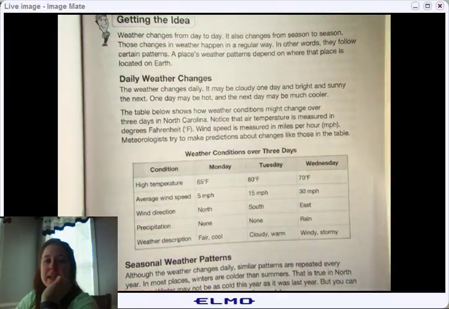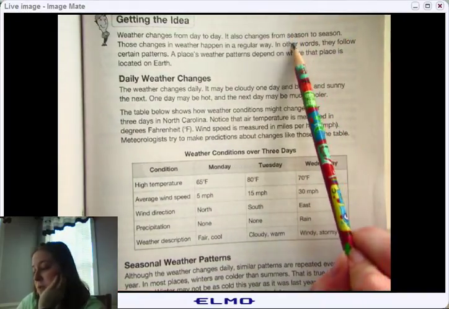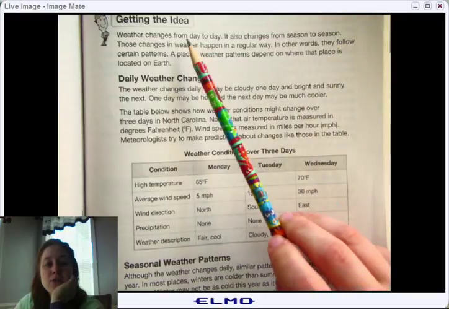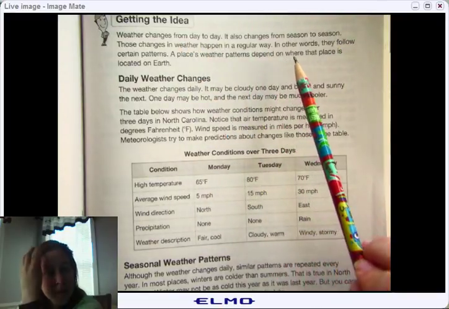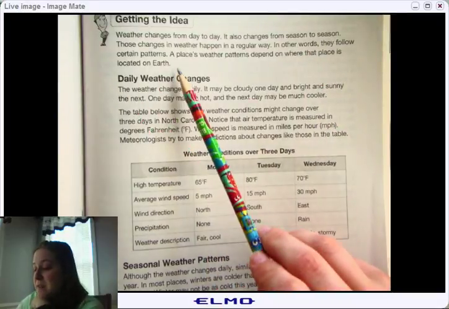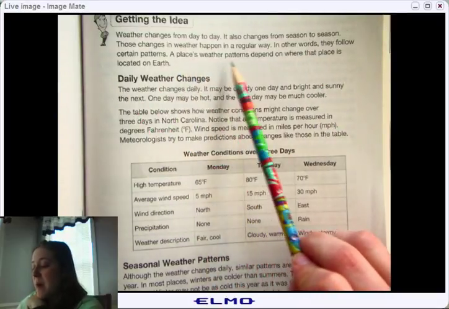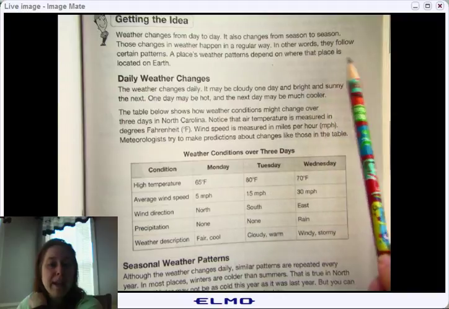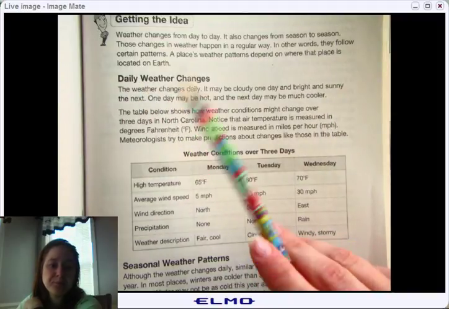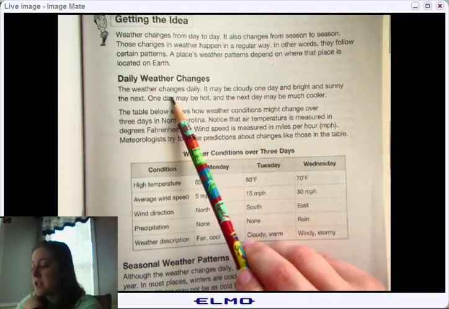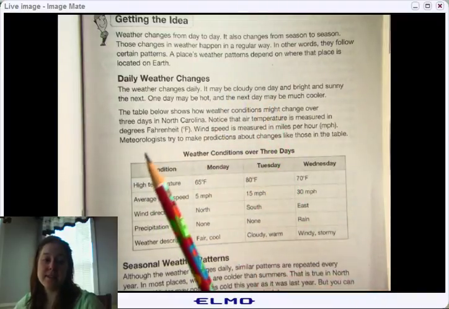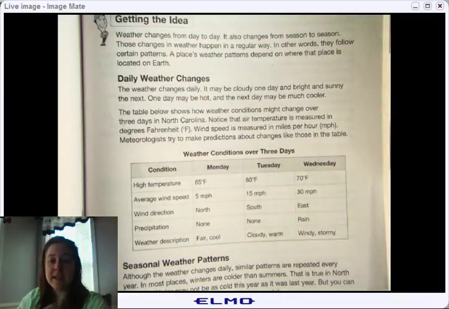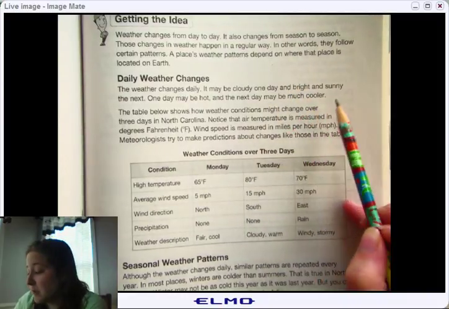Weather changes from day to day. It also changes from season to season. Those changes in weather happen in a regular way. In other words, they follow certain patterns. A place's weather pattern depends on where it is located on Earth. The weather changes daily. It may be cloudy one day and bright and sunny the next. One day may be hot, the next day may be much cooler.